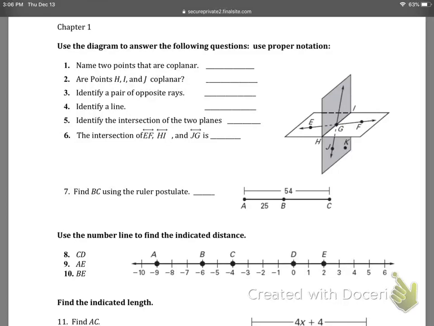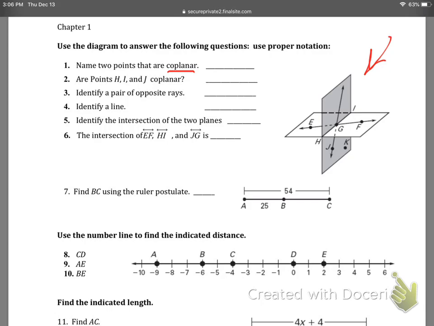Okay, this is the Chapter 1 part of the midterm review. So the first question talks about the diagram over here to the right. So here's where we're looking, right here. And it says name 2 points that are coplanar. So first off, what does coplanar mean? So coplanar means that 2 points are on the same plane.